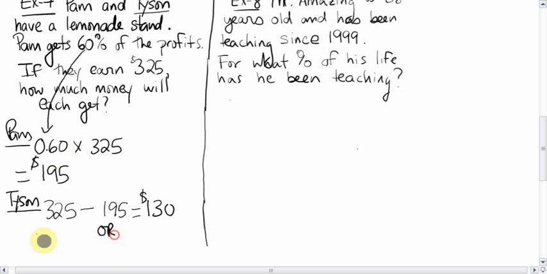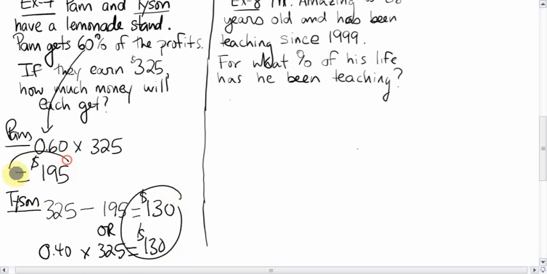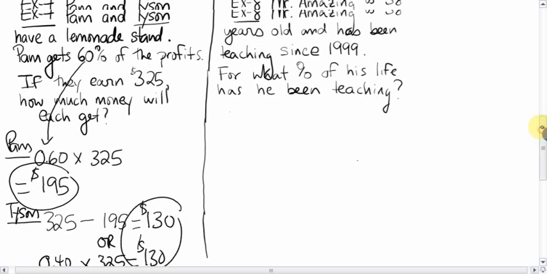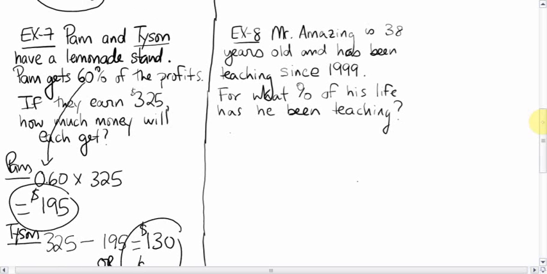The other way to do this would be just take 40% of the total 325, and trust me, you would get the same 130. So either way, Pam gets 195, Tyson gets 130. It's quite the business they had. That was just one day too, apparently, that they got there. Anyways, here's the next question.